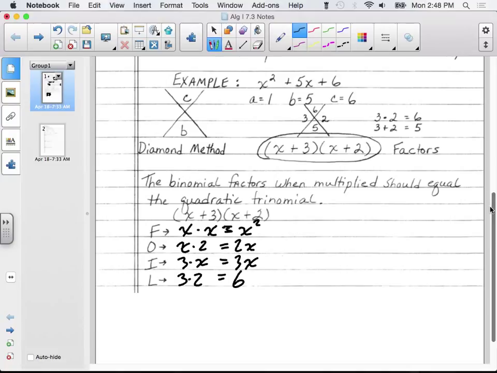The left and the right parts of our diamond method, those are really our O and I steps when we FOIL, right? Because we got 2x and 3x, in our diamond method we got 2 and 3. And then the last step, 3 times 2, in our diamond method 6 was upstairs, so our L step is the top part of our diamond method, right? Alright.